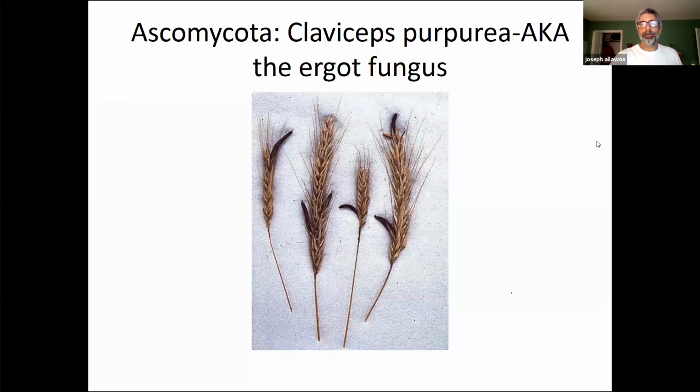There is a fungus called Claviceps purpurea, also known as the ergot fungus. And it's important to understand what you're looking at here. What you're seeing is wheat or rye.